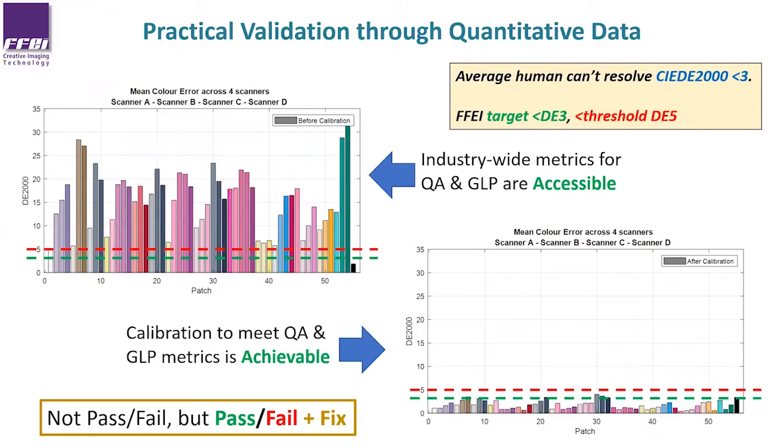Industry-wide metrics are available for assessing the current state of play, as seen in the top left, or for measuring onwards consistency for QA or GLP. And there is also the ability to calibrate and maintain accuracy to achieve realistic QA levels, as shown in the bottom right. And therefore, the situation now is not a pass-fail, but a pass, fail and fix to ensure that onwards use of all precious tissue data is possible.